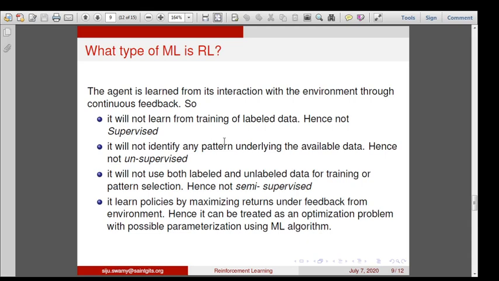A reinforcement learning algorithm learns policies by maximizing returns under feedback from the environment. They try to learn policies. How? By continuous interaction and feedback from the environment, and it maximizes the returns. That is its aim. Its goal is maximizing return. This agent will choose a policy that maximizes the return. That's all. Hence it can be treated as an optimization problem, but with possible parameterization using machine learning algorithms.